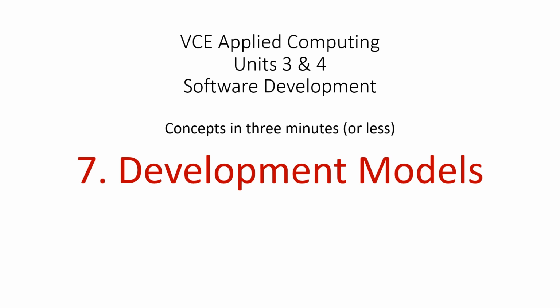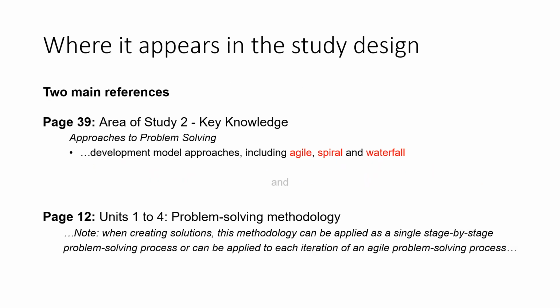In this video, we'll be looking at development models or methodologies, namely Agile, Spiral and Waterfall. I'll also touch on a fourth called the V model, though this isn't required for the study design. You'll find references in the Applied Computing Study Design 2020 to 2024 on pages 12 and 39. On page 12, the description of the problem-solving methodology notes that the PSM can be used for each iteration of Agile development, though I think in practice it's subtly different, and I'll explain why later.